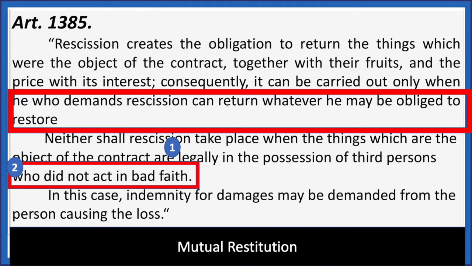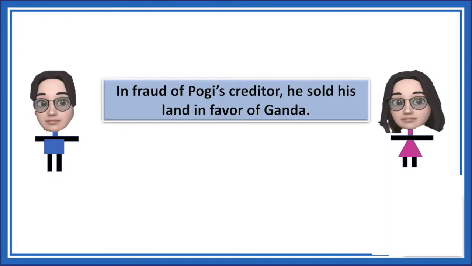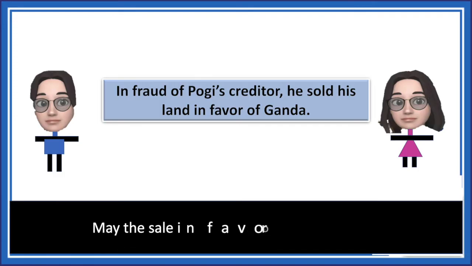And so, ang sabi ni third paragraph, in such case, indemnity for damages may be demanded from the person causing the loss. So, kasi hindi na pwede sa rescission of contracts, then indemnity for damages na lang ang i-demand from that person, from that guilty person. So, let's have an example. Eto, in fraud of Pogi's creditors, then binenta niya ang kanyang lupa in favor of Ganda. Okay? Para to defraud his creditors nga, sabi ko kanina. Okay? Tapos, etong si Ganda, he already took legal possession doon sa lupa ni Pogi.